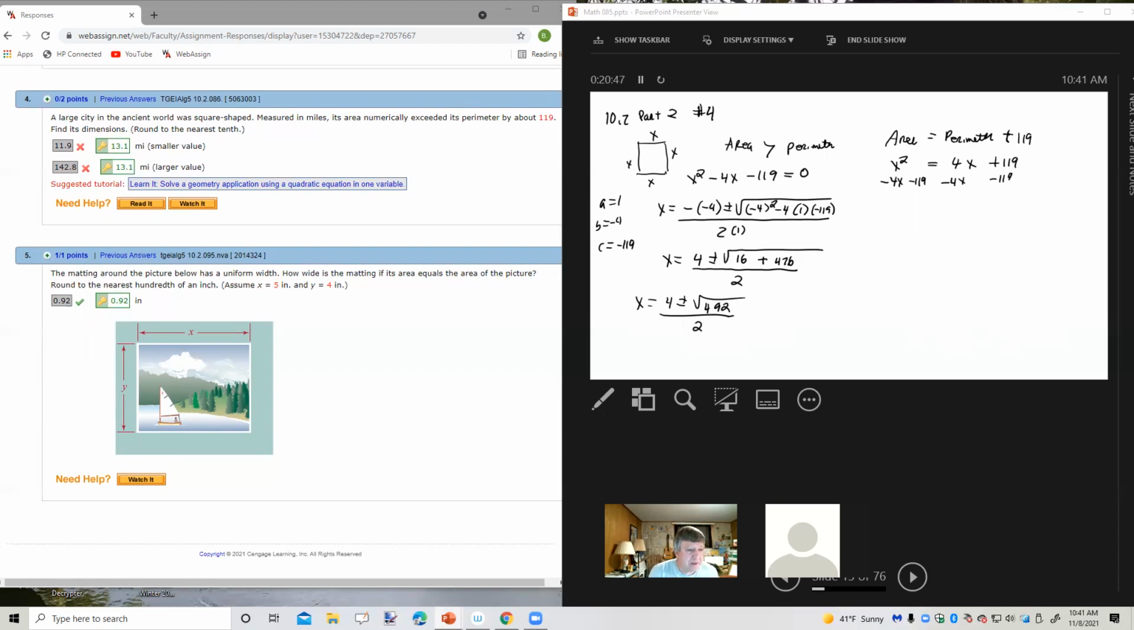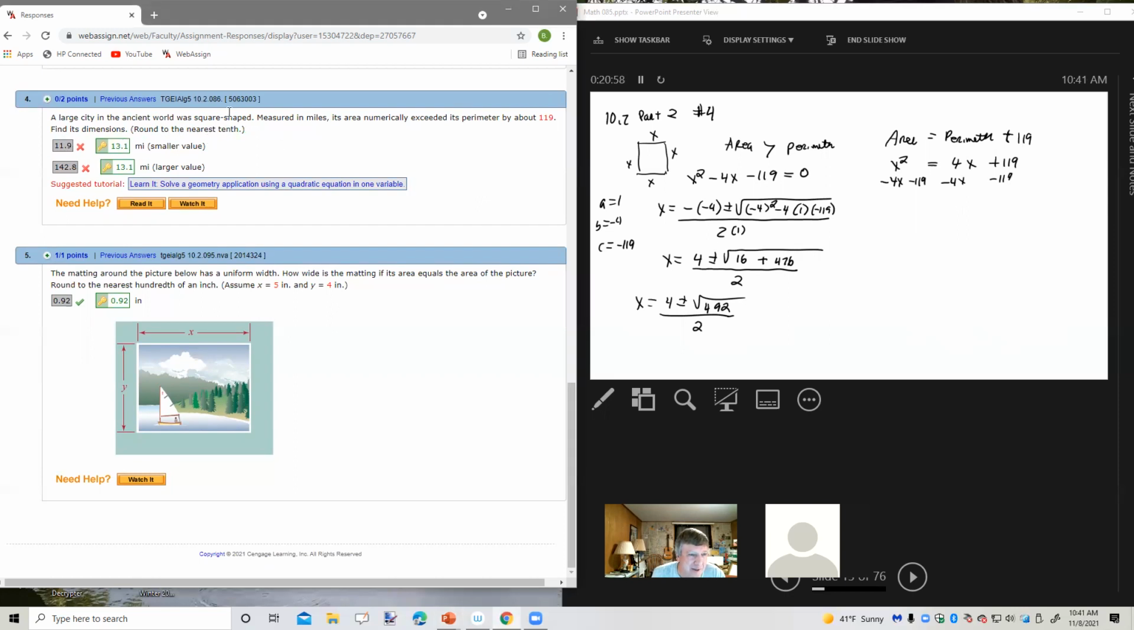So it says in the problem, find its dimensions, round to the nearest tenth. So we've got two possibilities. X equals 4 plus the square root of 492 all over 2. X equals 4 minus the square root of 492 all over 2.